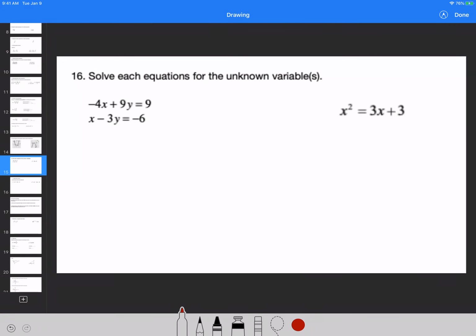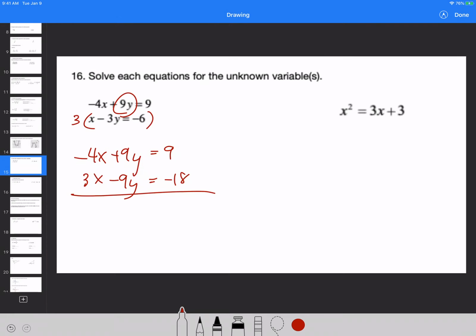Answer number 2. Next, solve each equation for the unknown variables. Okay, so systems, multiply this by 3 because I can get rid of the 9y. If you wanted to get rid of x, that's fine, but I like to get rid of y's here because it's easier to do. Cancel these out and get -x is equal to -9, so x is equal to 9. Am I done? Absolutely not.